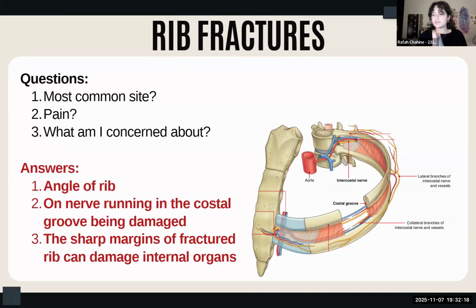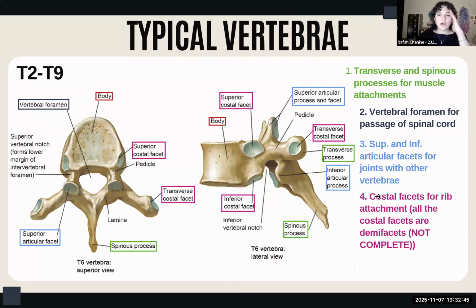Okay. So the most common site, angle of the rib. Now, where's the pain? On the nerve that is running in the costal groove. Remember, I told you that the body of the rib can form this thing called the costal groove where the artery and the vein are going to sit. There's also going to be a nerve there, and that's where the pain is going to originate from, okay? Obviously, not the only area you're going to feel pain in, but that's where it's going to originate from. And as you guys rightfully mentioned, we are scared of the sharp edges of the fractured rib to puncture the lung, all right?